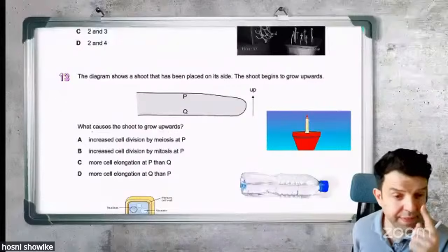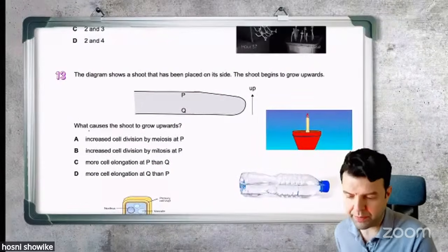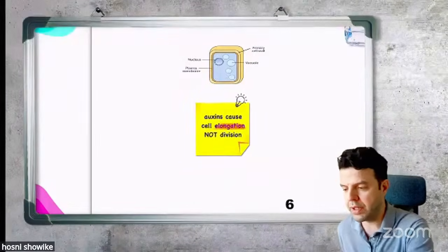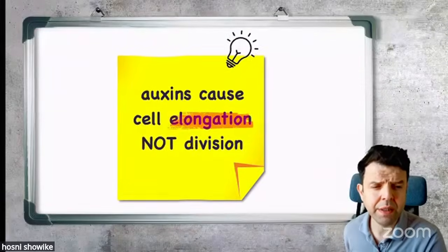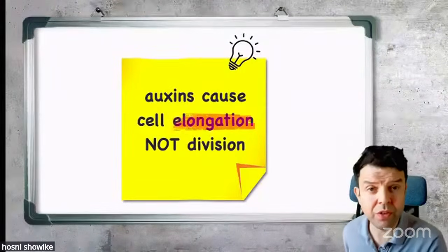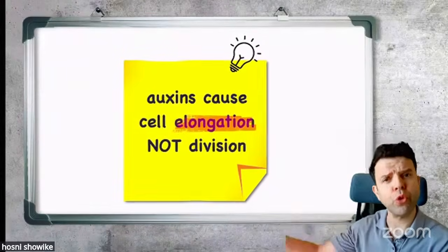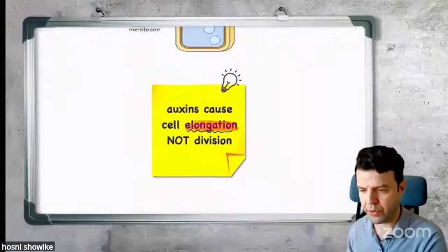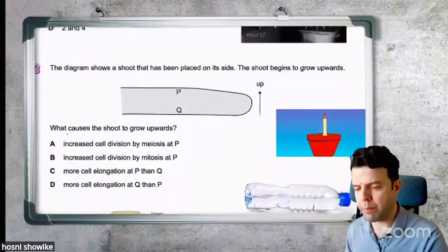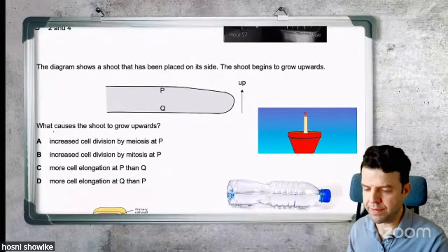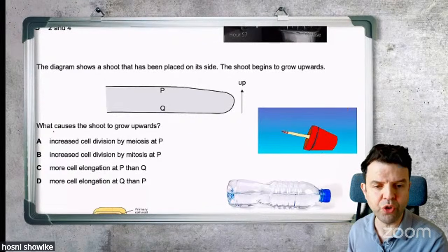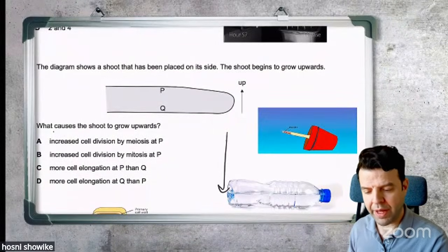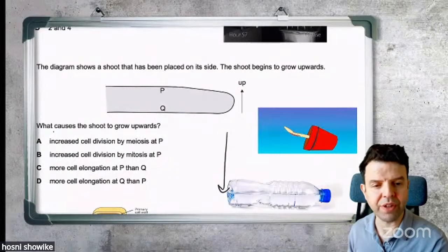There is a misconception about auxins. People think that auxins cause cell division, and that's a mistake. Auxins have nothing to do with mitosis or cell division. They only cause cell elongation, okay? So what do we have here? We took a plant and put it sideways, and when I put it sideways, the auxins will go down just because of the effect of gravity, like this.